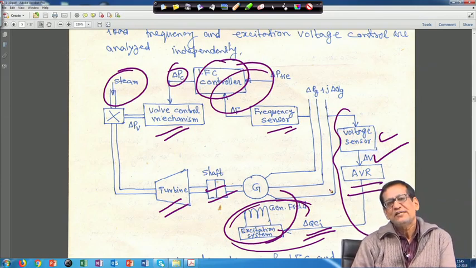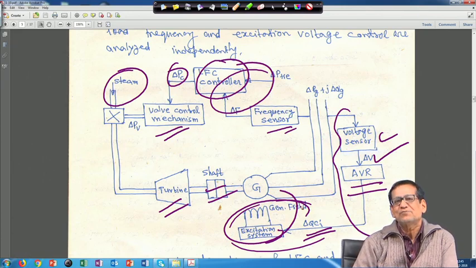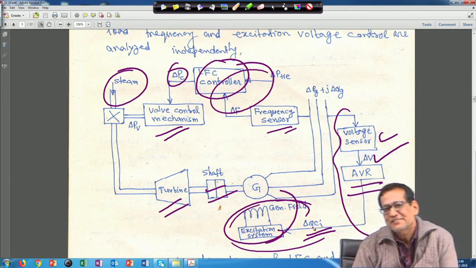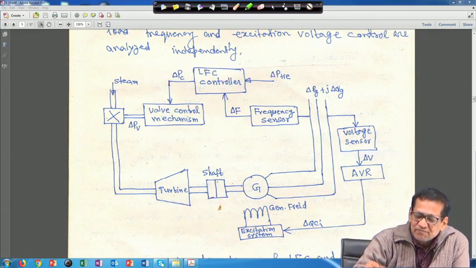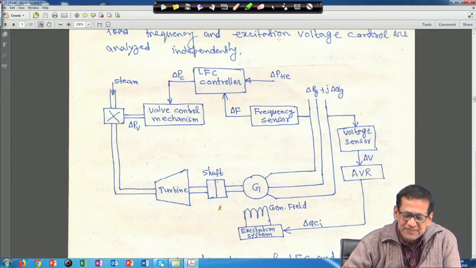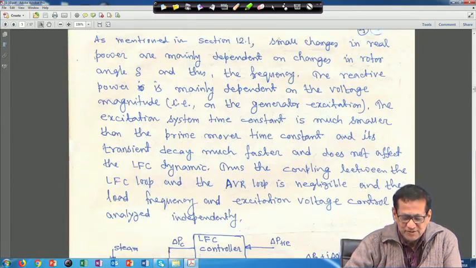Actually, why we decouple it is that, particularly on the excitation side, the time constants of all these things are very small. So whenever AGC action starts, before that their dynamics will be over, their transient part will be over. So almost they have no effect on AGC. So it is basically decoupled. So this is the schematic diagram.